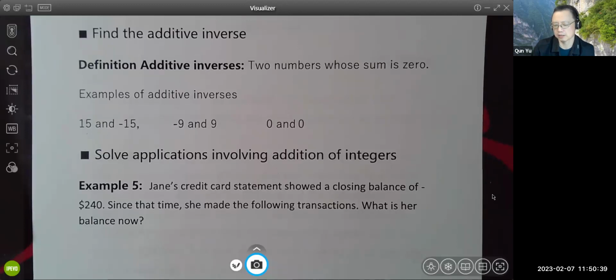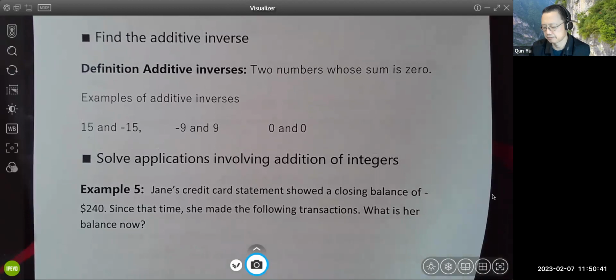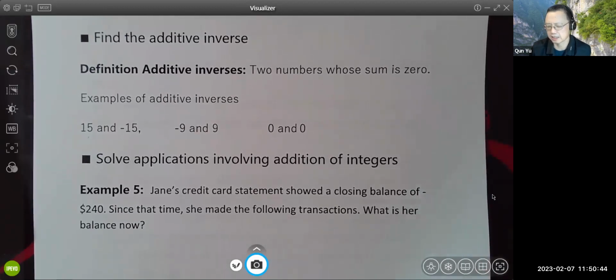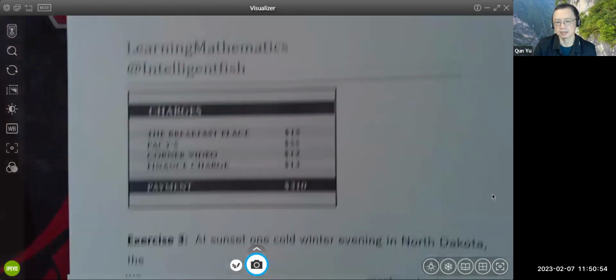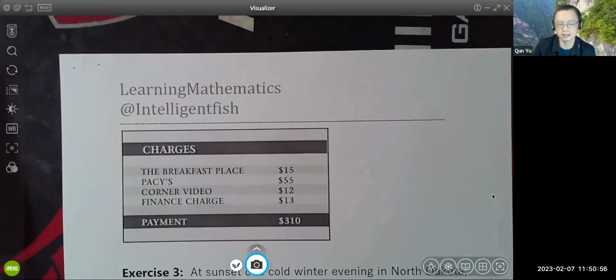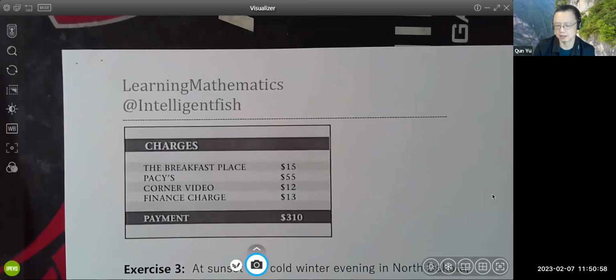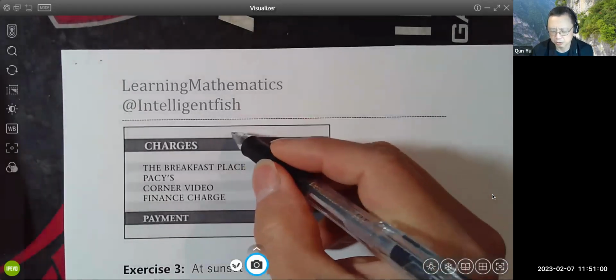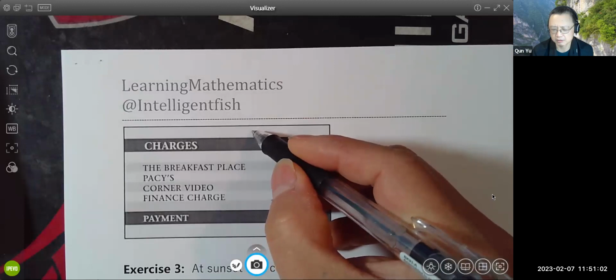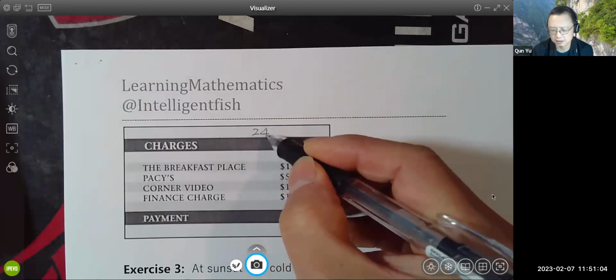So those transactions are on the next page. Remember, she has a closing balance of $240 debt before the new transactions. So here it is. These are the transactions. Remember, the previous closing balance was 240.